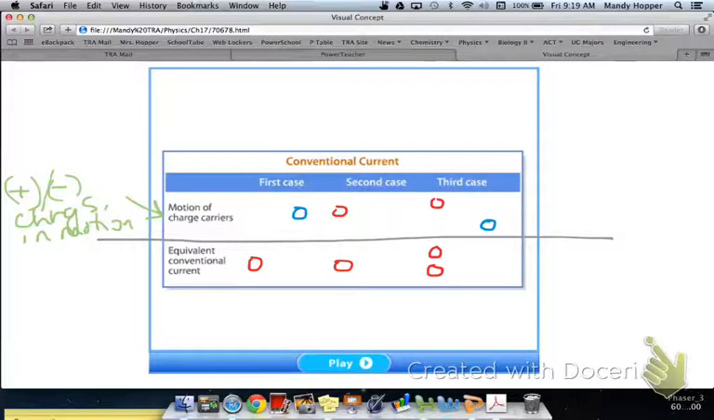And we look at first case, second case, and third case. In the first case, do you remember what they were trying to represent that they called their first case? Negative electron moving to the left. Yeah, but do you know what it was in? Like what substance they were talking about?